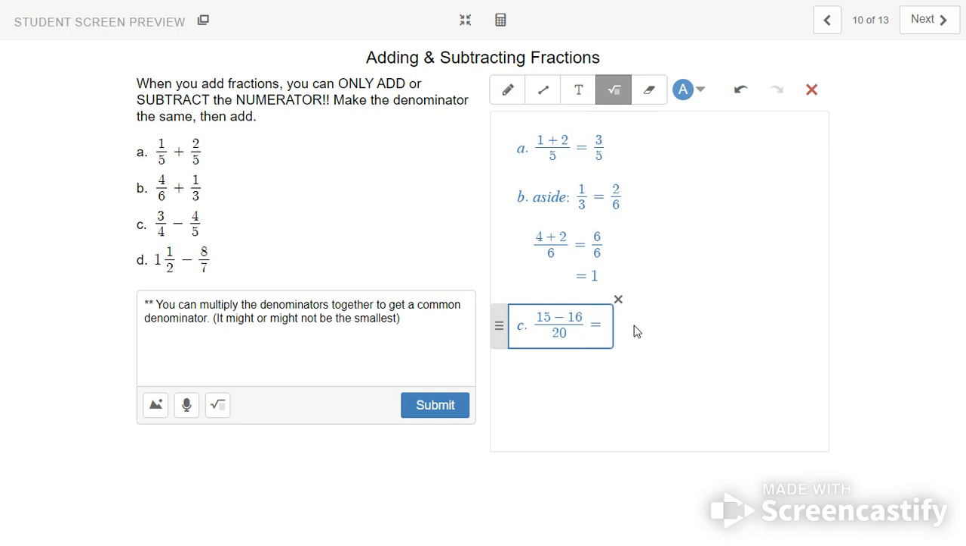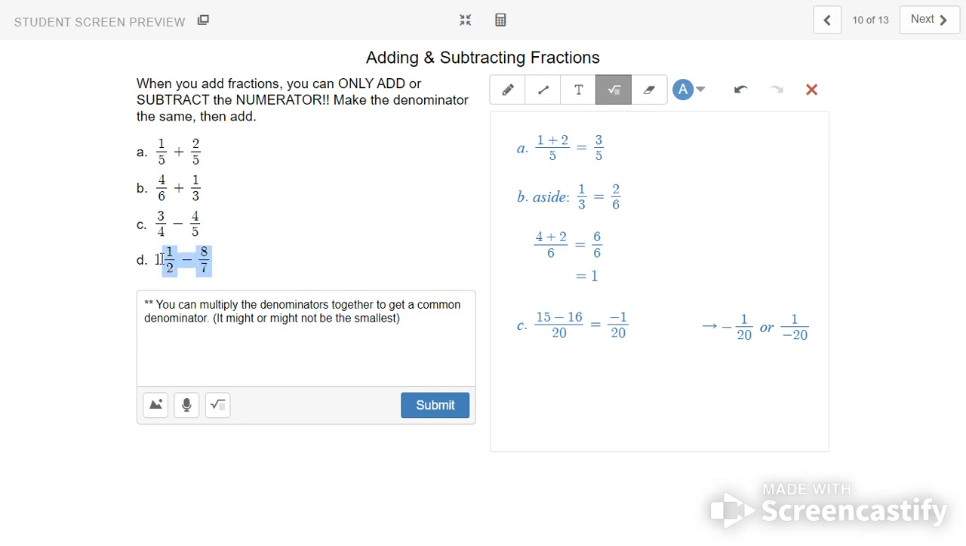Now this one is a subtraction question. The numerator is -1/20. -1/20, it's the same as saying, I could say -1/20. Or I could say 1/-20. All of this is the same thing.